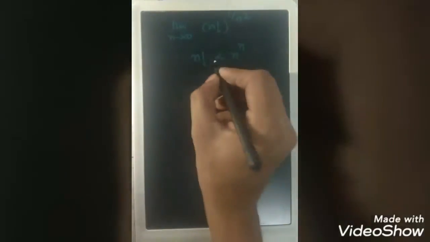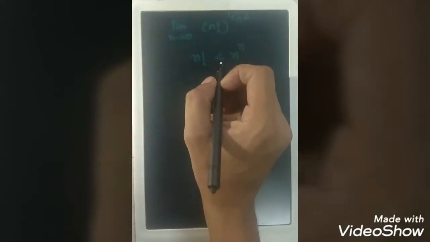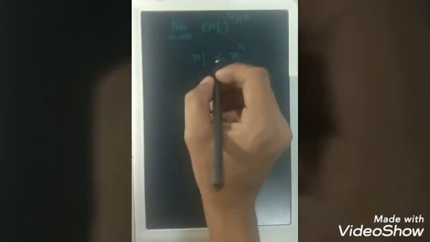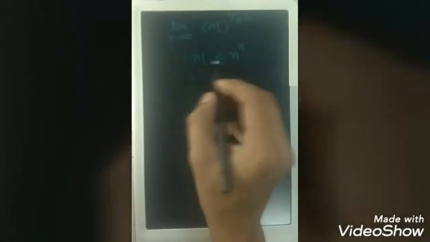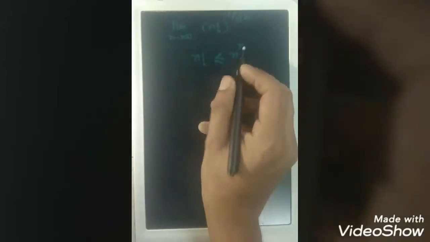Okay, let's look at another question. Limit n tends to infinity, n factorial raised to 1 by n square. So in order to solve this, we have n raised to n. Will there be equality also? If I consider n equals 1, there will be equality. So n factorial is always less than or equal to n raised to n.